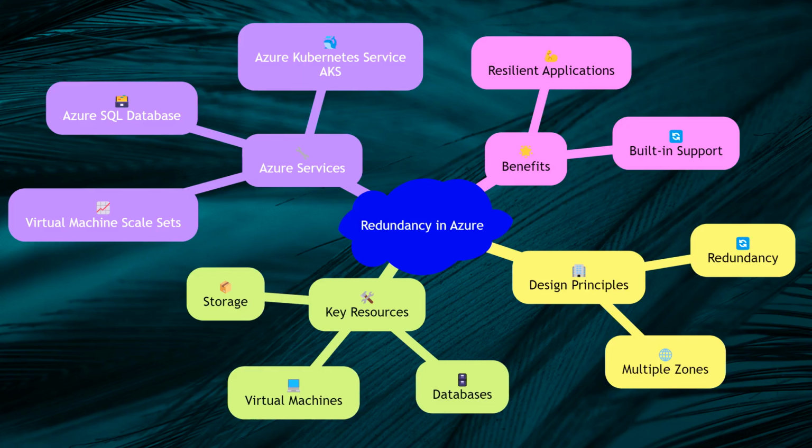To take full advantage of availability zones, it's essential to design applications with redundancy in mind. This involves deploying resources such as virtual machines, databases, and storage across multiple zones. Azure services like Virtual Machine Scale Sets, Azure SQL Database, and Azure Kubernetes Service, AKS, offer built-in support for zone redundancy, making it easier to build resilient applications.